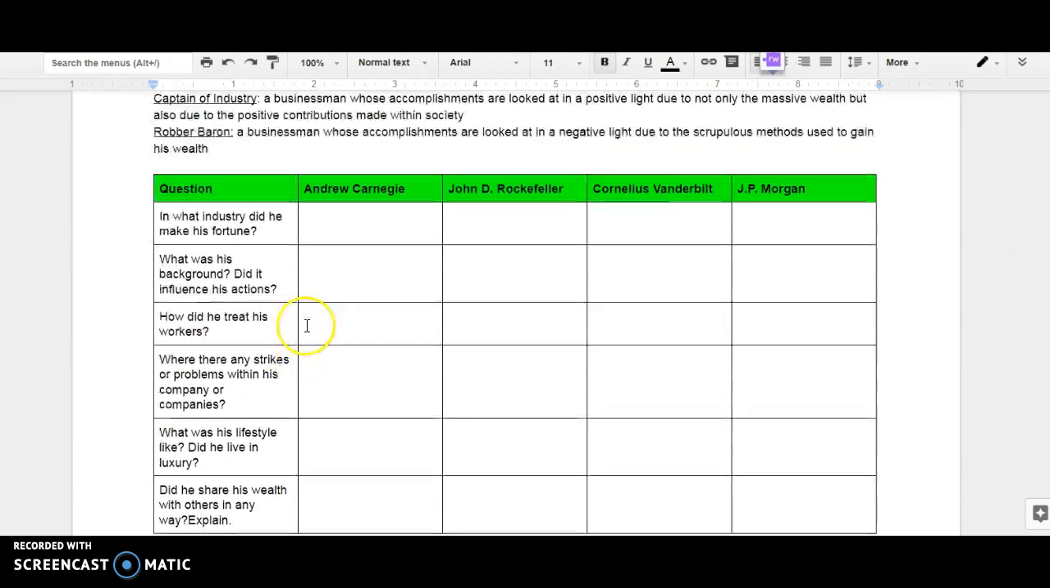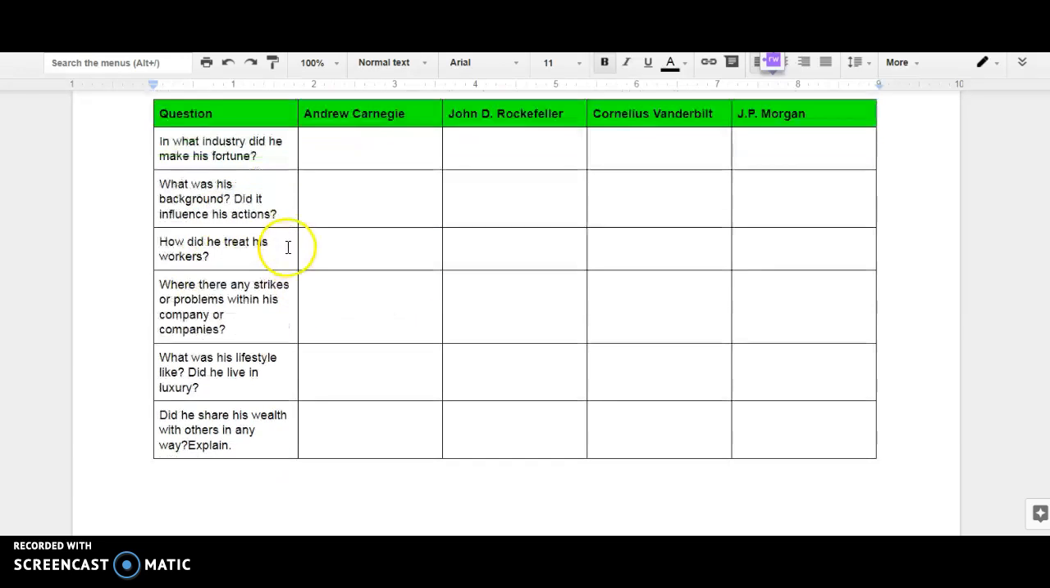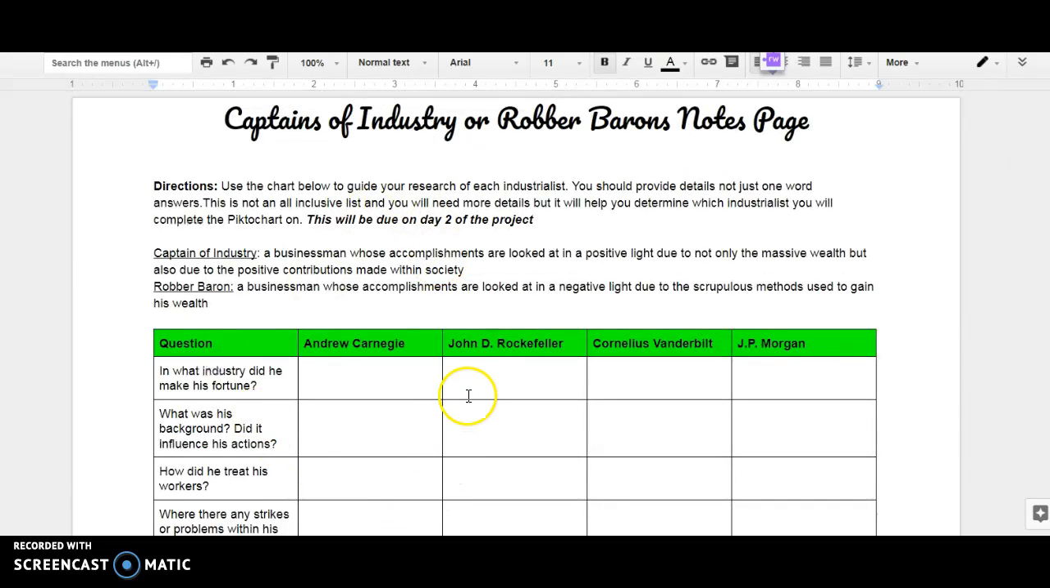It might seem like a lot now, but remember you do have 2 days to do this. So if you want to break it down, maybe do 2 men one day, 2 men another day, that might be a good idea. But make sure that you get this done and that you divide up your time so that you do have enough time to complete this whole chart and turn it in on day 2.